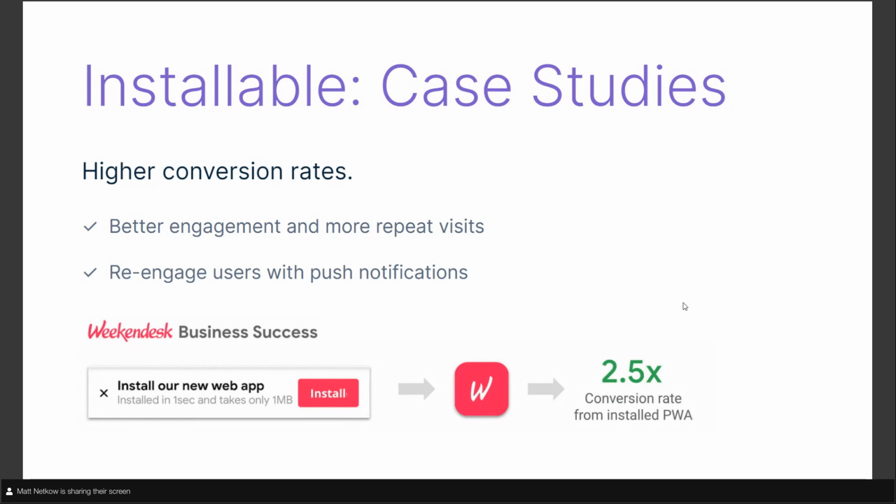Really great example from Weekend Desk. There's their PWA prompt there in the lower left corner. They tout how small the app is. It won't take up a lot of space, and it's going to install in 1 second or less. That's pretty compelling, right? So using that approach, they were able to drive a 2.5x conversion rate from the installed PWA versus just the regular website or app. So really powerful results there.